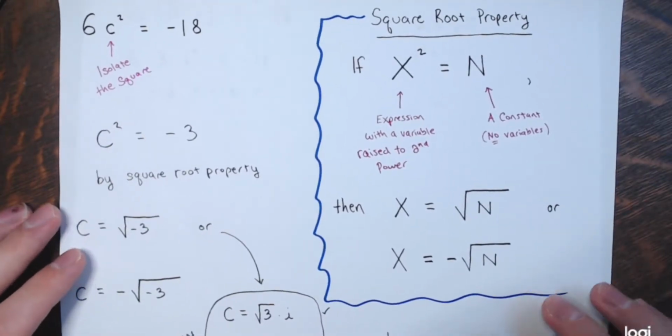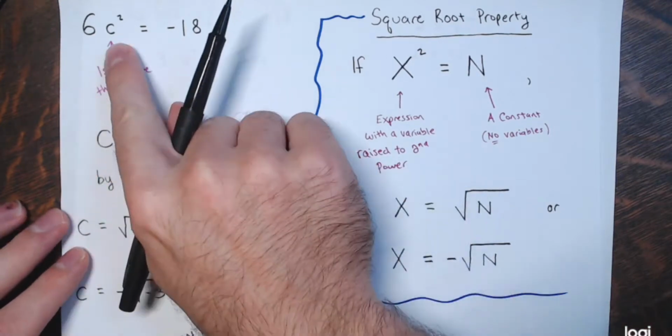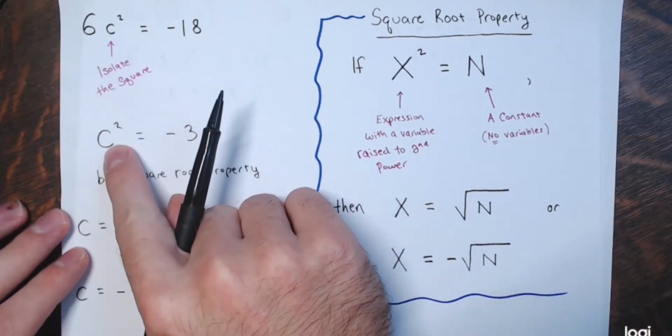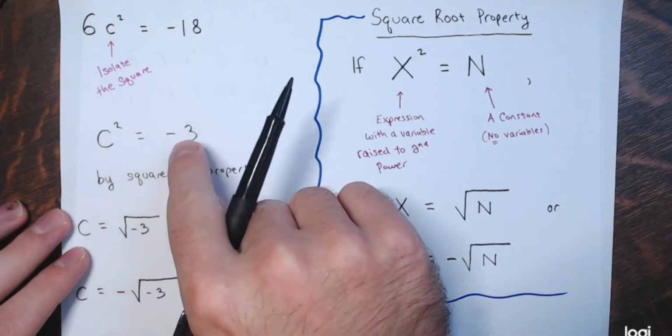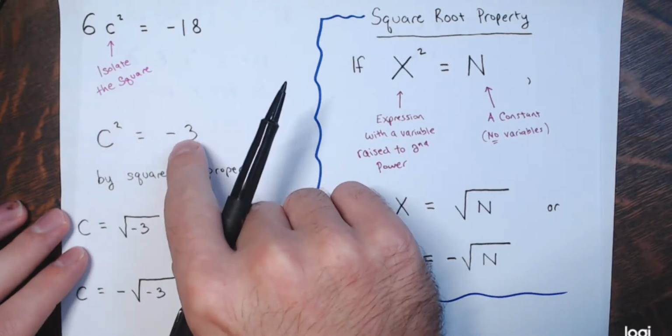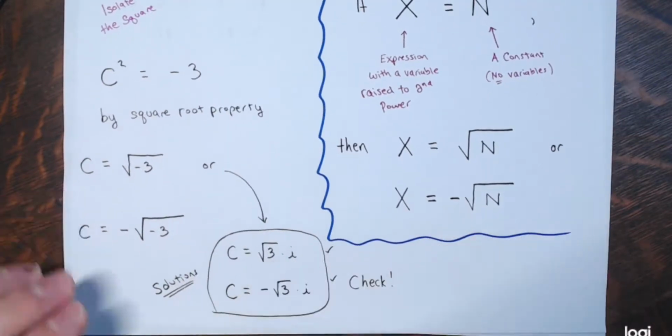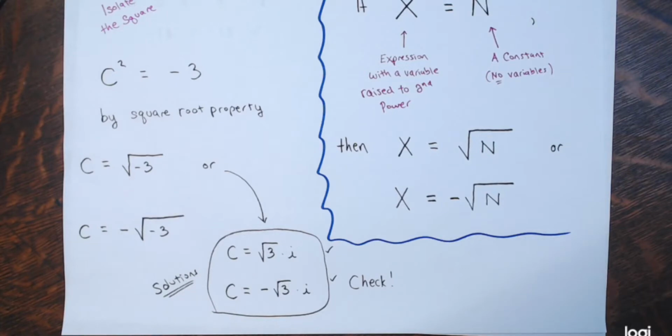But this is what we're doing. We are isolating the expression with a variable squared, and then on the other side there should be just a constant, and then we apply this square root property and state our solutions, and of course check back in the original equation. Now I'm going to leave it to you to check the solutions for the exercises I'm doing here, because I know if I do everything right, they should work out.